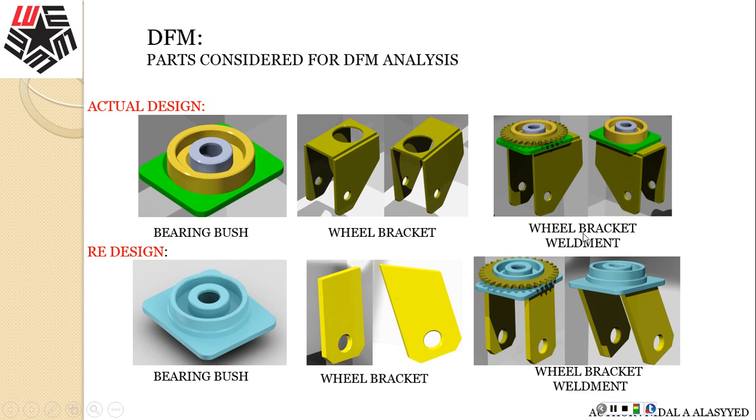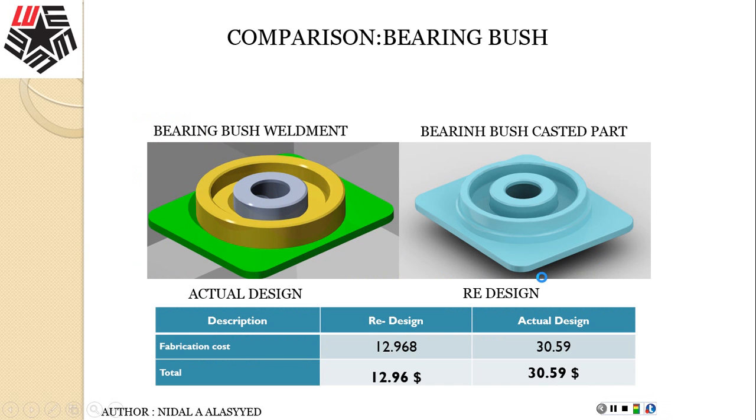And here are the wheel bracket weldments also, which show you the actual design compared to this design. After you put the bearing bush on your new bracket, see this new one compared to the old one: much less welding and also better distribution of load. We will also talk about that in the coming part. Here is a clearer picture of the bearing bush weldments, which, as we said, is 3 parts welded compared to the casting part.